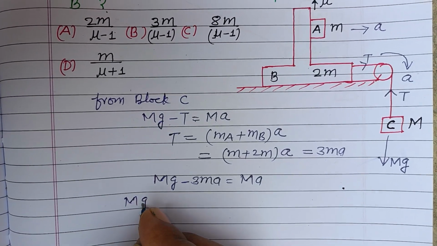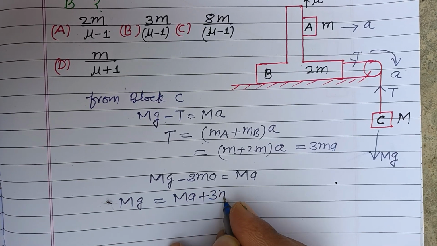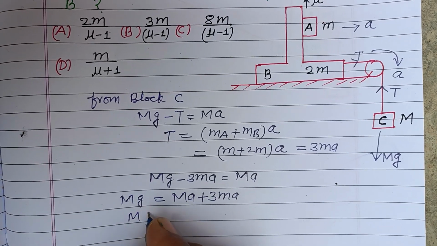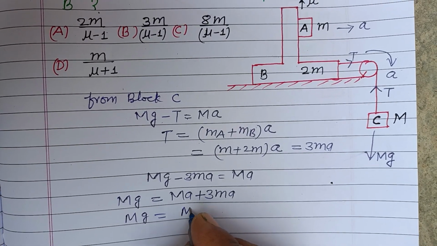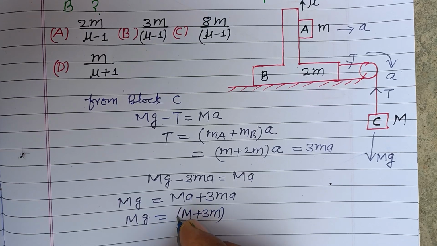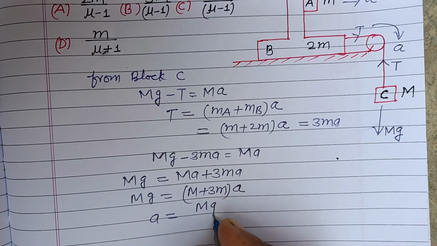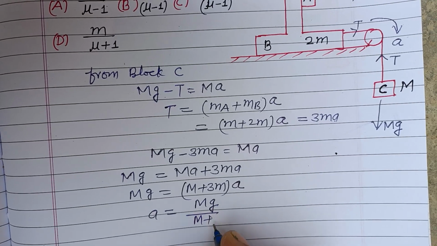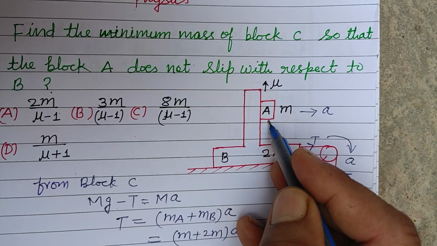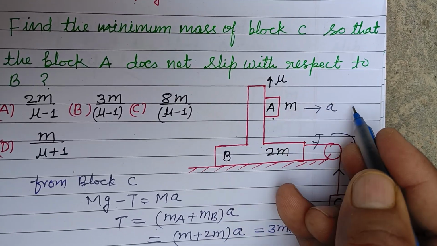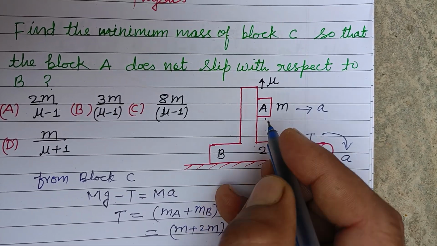So Mg equals ma, bringing 3ma this side. So Mg equals, here a is common, so M plus 3m into a. Therefore the acceleration of the system is Mg upon M plus 3m. Okay, now consider this block A, which is moving with acceleration a with this block system.